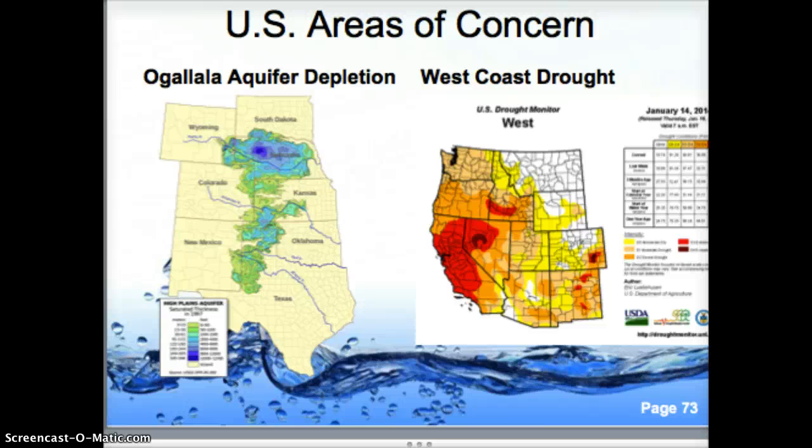Another area of concern is the West Coast drought. Again, just multiple years of below average precipitation, and that area has been under a severe drought for several years now.